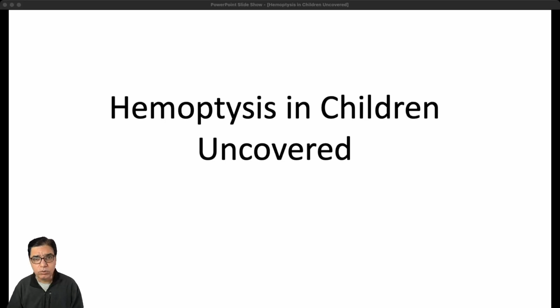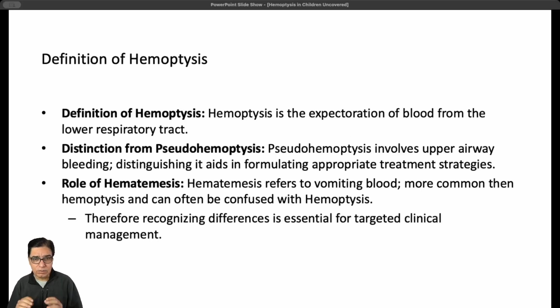So the first question is, what is hemoptysis? Now, hemoptysis basically is defined as bringing up blood, coughing of blood, or expectoration of blood, which is coming from the lower respiratory tract. The lower respiratory tract is defined as below the levels of the vocal cords. So, any blood that is coming from the respiratory tree, which is originating from below the level of the vocal cords, is known as hemoptysis.